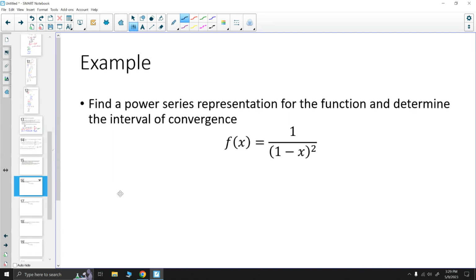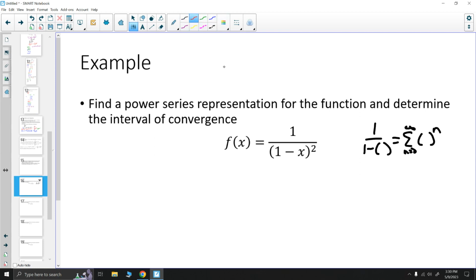Okay, so find a power series representation for this function and determine the interval of convergence. All right, so basically, in something like this, the idea is that we are going to use our basic power series, 1 over 1 minus some quantity, to write our sum, n equals 0 to infinity of that thing to the n. That's what we want to do.